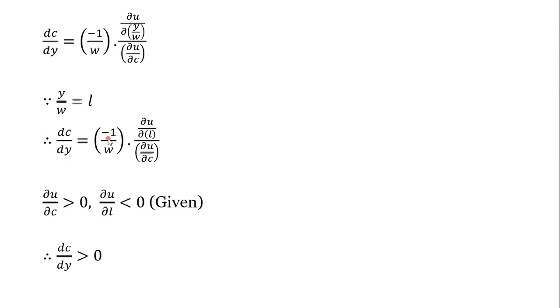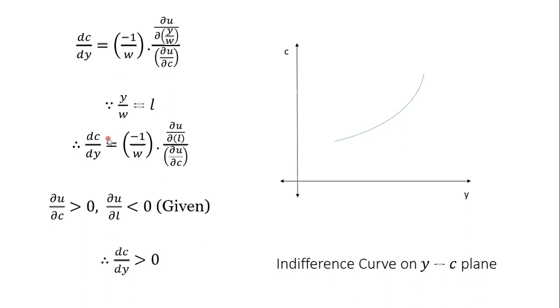That means our IC looks like a positive sloped curve. But the question is about the curvature: is it convex or concave? In the question, it is given that the utility function is concave. If the utility function is concave, then the level curves, the indifference curves, look convex in the YC plane. You can see the indifference curve on the YC plane looks like this. This is convex in nature. So the first part is done.